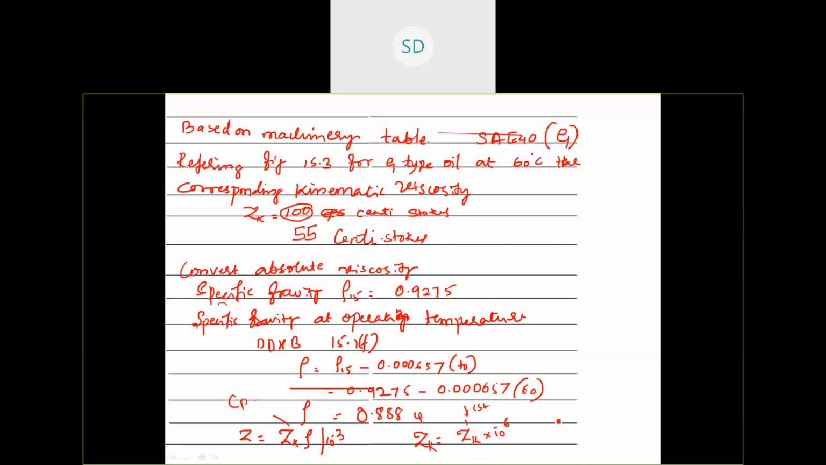The value of Z dash A is how much? It is 55 centi-Stokes. Now Zk equal to how much? 55 into 10 to the power of minus 6. Now let us substitute in the absolute viscosity equation.